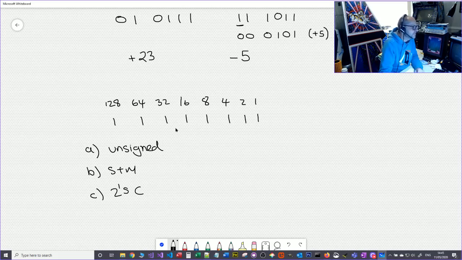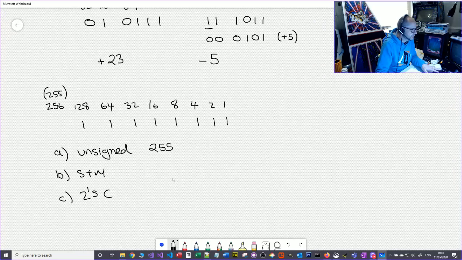That tells me how to interpret this pattern of bits. If it was an unsigned number, I just add up all the columns where there's a 1. Now in this case, that's the biggest unsigned number in 8 bits, which is, remember, the next column heading minus 1. So that would be the number 255.